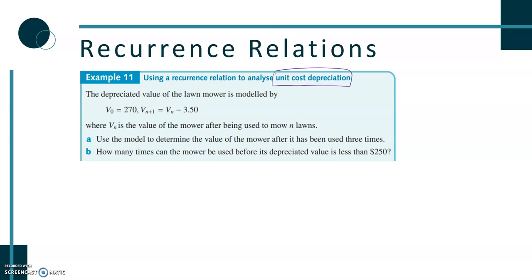So for question part A, we're looking at use the model to determine the value after it has been used 3 times. So that's saying that we want to find the value after 3 uses, so V3. It doesn't say that you have to work through each individual step, so we can jump to our calculator to work that out. And we'll also, while we're there, find part B. So how many times can we use it? So what term before the mower has depreciated to less than $250. So really we should write that as less than 250. Okay, so we'll pop to our calculator to work both of those out.